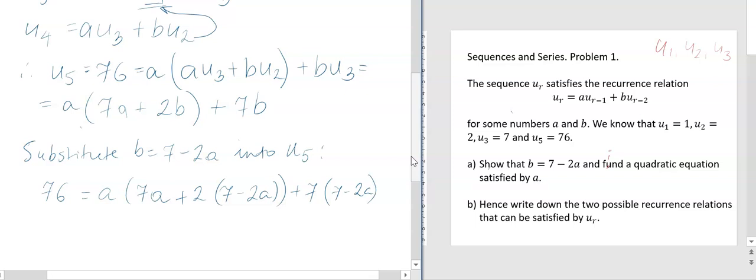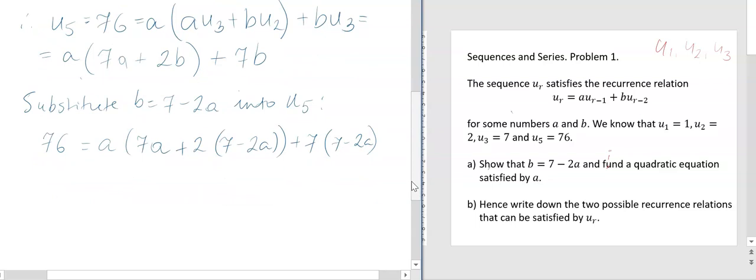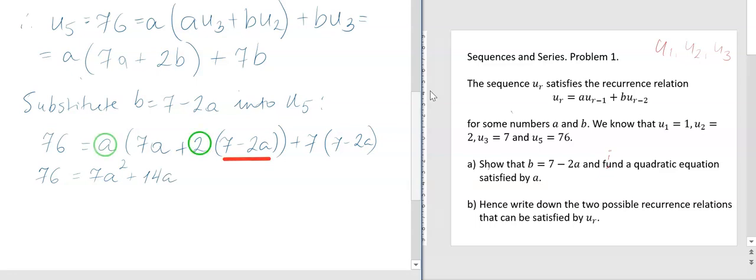Okay, so now our job is to open the brackets and to simplify the expression. So on the left-hand side, I've got 76 still. Now on the right-hand side, I've got 7A squared plus 14A. You can see that we need to multiply this bracket by 2 and by A. So 7 times 2 times A gives us 14A. And then we have minus 4A squared, plus the second bracket gives us 49 minus 14A.